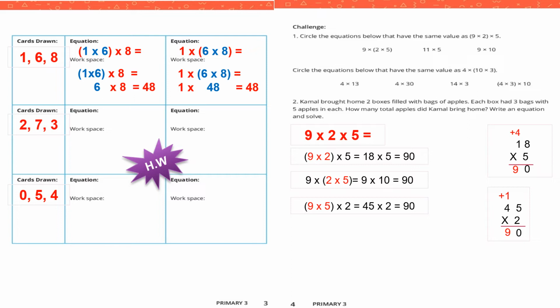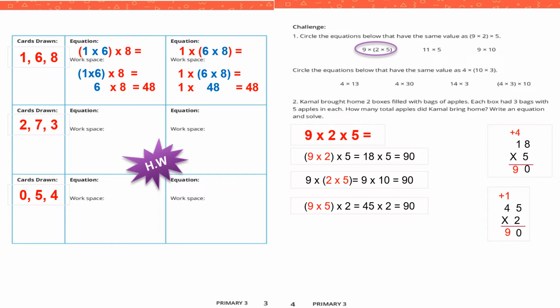Okay, let's go back to our question. Which of these three choices? The first choice, 9 times 2 times 5. They are the same numbers. Sure, it will be the same product. So I must know that if I have the same products, I will take this correct choice. The second choice, 11 times 5. 11 times 5, it's not the same. 11 times 5 equal what first? Equals 55. It's not the same.